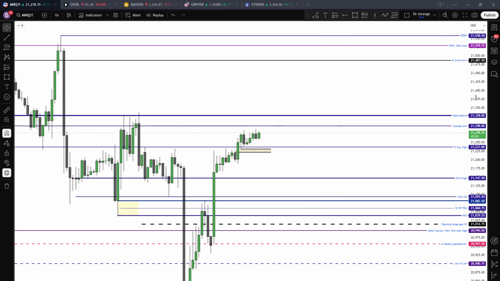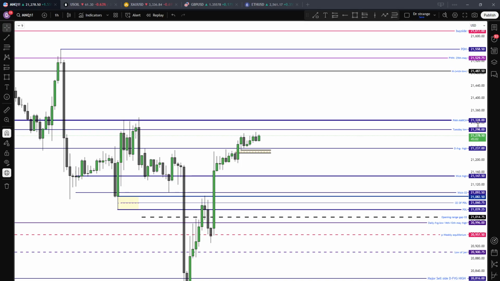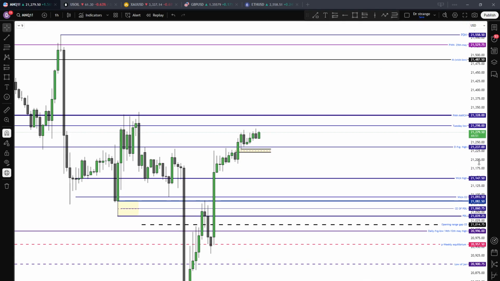Because literally we are in the midpoint of the weekly. We are above. When you look at the weekly equilibrium, we are literally in premium of the previous weekly range. Too expensive to buy. We need to go down a little bit so we can buy more.